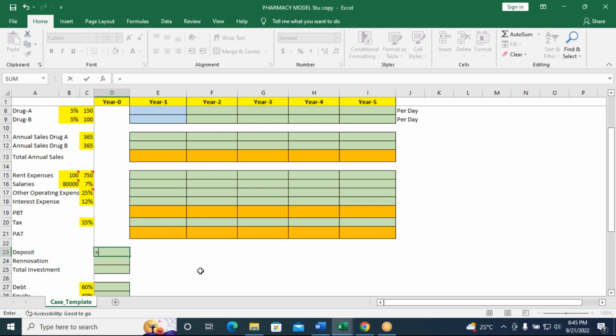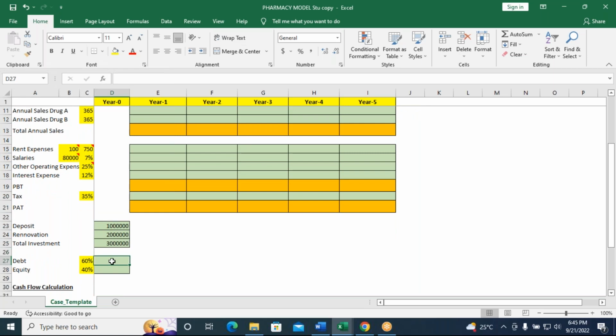10 lakh. And what is the amount for renovation? 20 lakhs, ma'am. So total investment, I'll put equals, where I'll be taking the sum. So total investment will be 3 crore rupees. Okay.